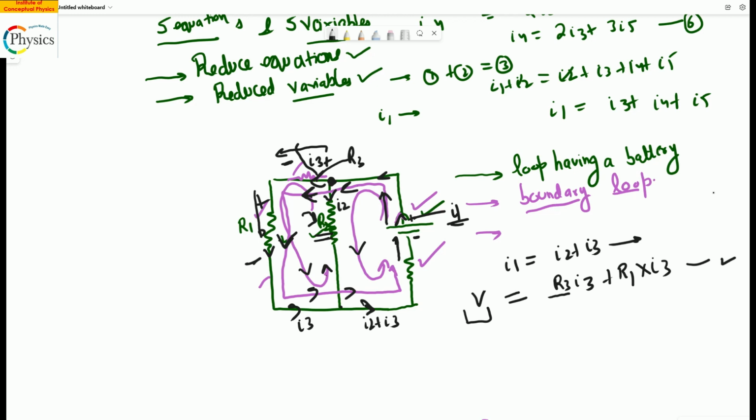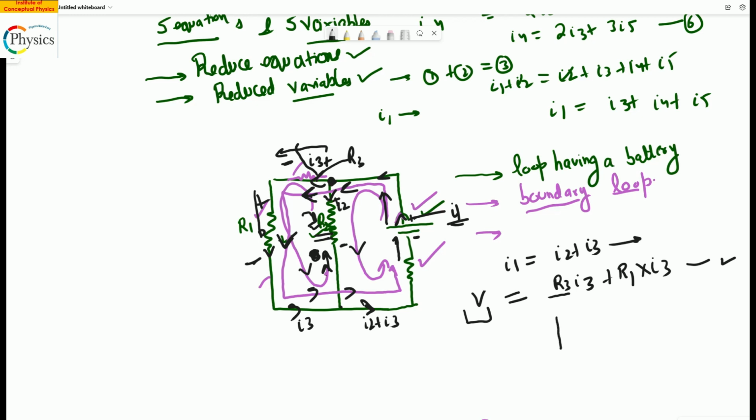Let's talk about the left loop, which is this one. If you look into the left loop, I am just going to concentrate first on R2, which is this. If you look at R2, the loop is going upwards. The current is coming downward. Now, definitely current is coming downward from plus to minus, but the loop is in the opposite direction.